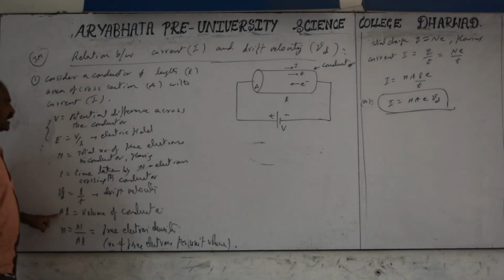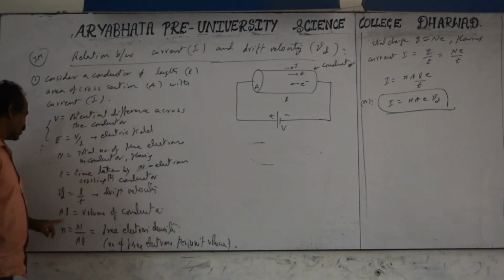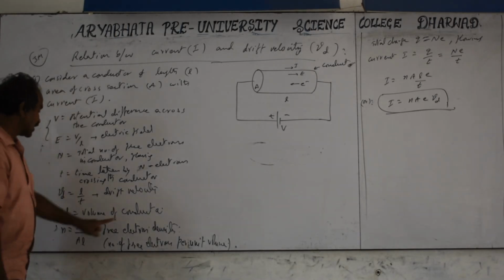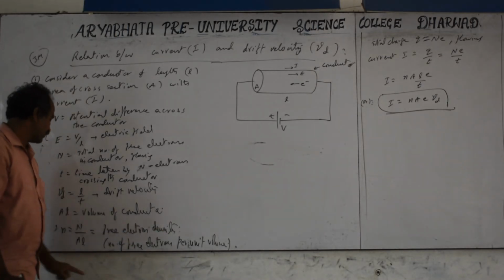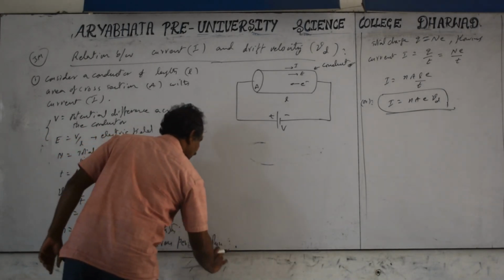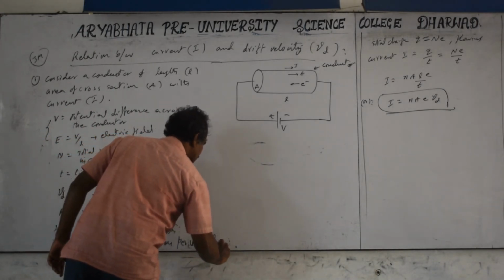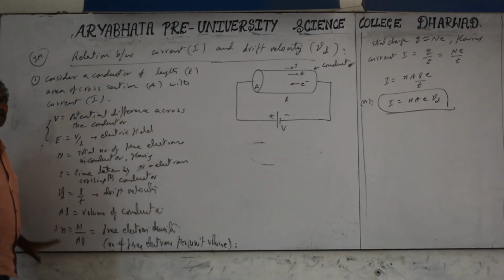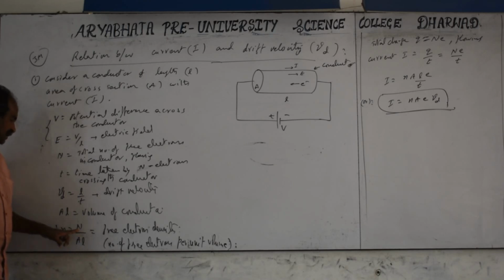And area times length is nothing but the volume of the conductor. Then this point is important for you: the number of electrons per unit volume is called the free electron density. Different names are there for this. Free electrons are electrons that can pass from one atom to another easily in the conductor. An insulator's free electron density is negligible, sometimes zero. So n equals N by AL: the number of electrons divided by the volume of the conductor is nothing but the free electron density.